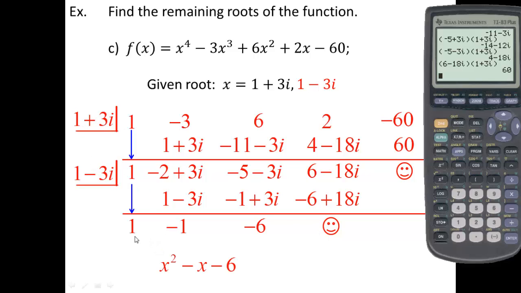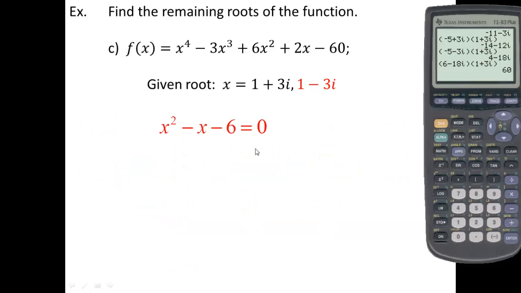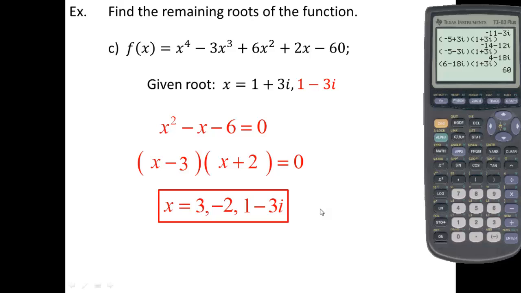So I have my remaining polynomial of x squared minus x minus 6. Let's go ahead and factor this out. Factors of negative 6 that add to negative 1. That would be negative 3 and positive 2. X equals 3, x equals negative 2, and let's not forget that 1 minus 3i was one of my remaining roots.